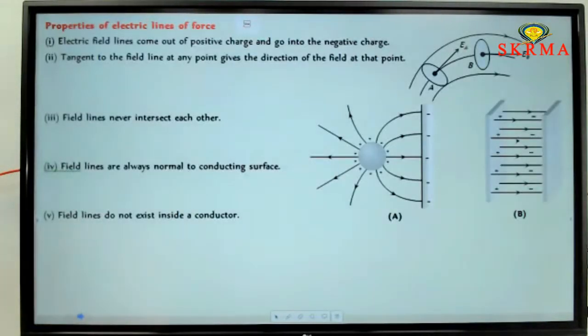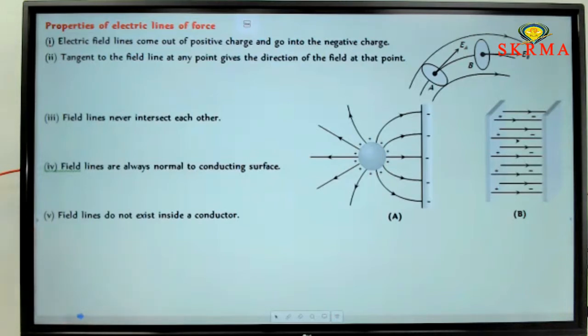Next, electric field lines come out from the positive charge and go into the negative charge. That is the property: they come out of the positive charge and end at the negative charge.